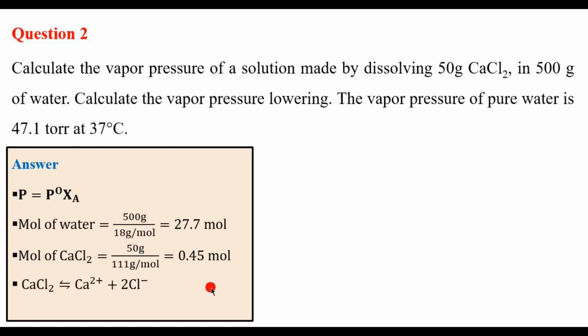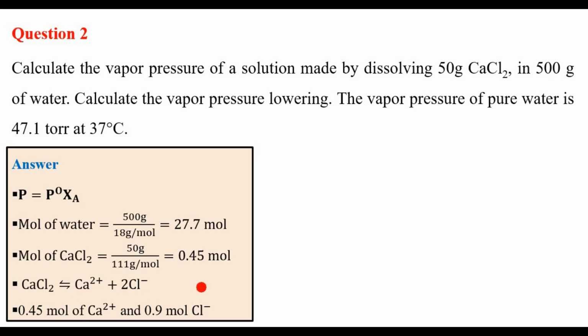In this case, we can determine the moles of calcium 2 plus and the moles of chloride. We have 0.45 moles of calcium 2 plus and 0.9 moles of chloride, because if you check the equation, chloride ion is 2 moles. That means you have double the moles of calcium chloride.